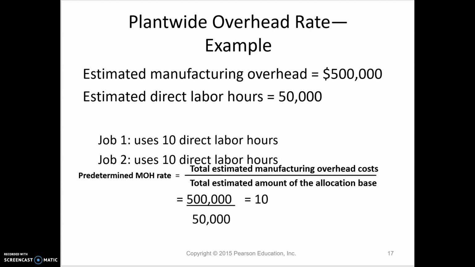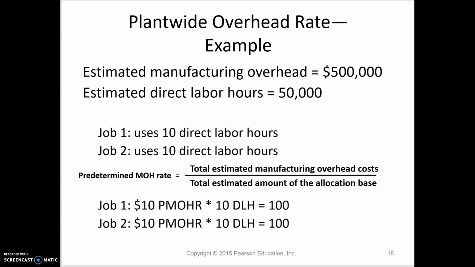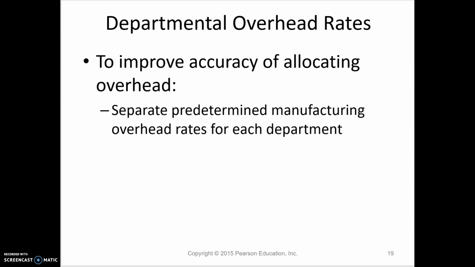direct labor hour. So now when we want to allocate overhead to job 1 and job 2, they both use 10 direct labor hours. So we would take the $10 per direct labor hour predetermined manufacturing overhead rate, multiply it by the 10 direct labor hours used for the job. So they would each get $100 of overhead allocated to them. Okay. And so that's how it works, using the plant-wide rate, the predetermined overhead rate, just a single rate for everything that you are manufacturing.